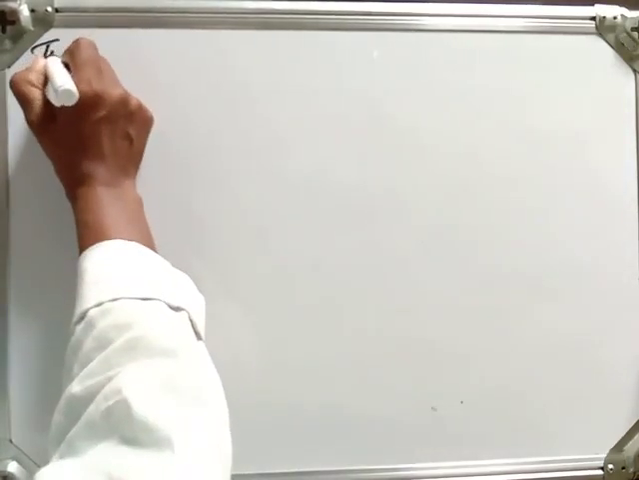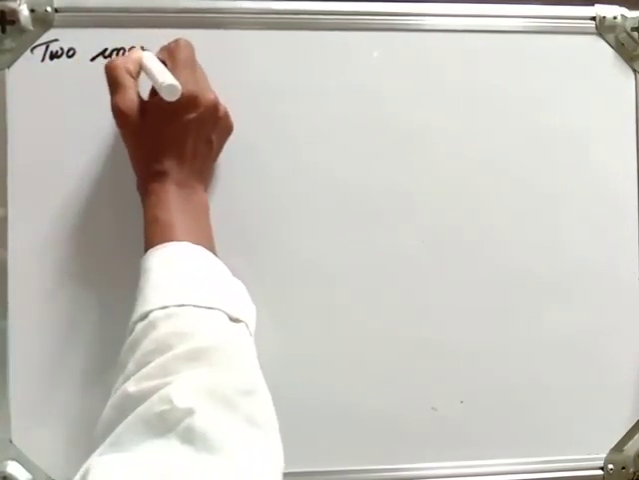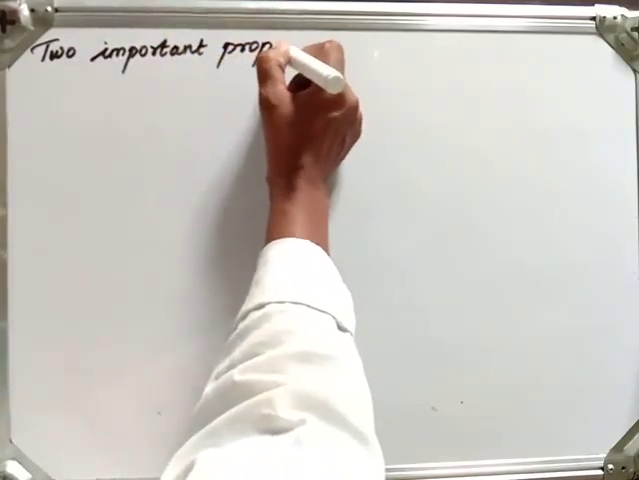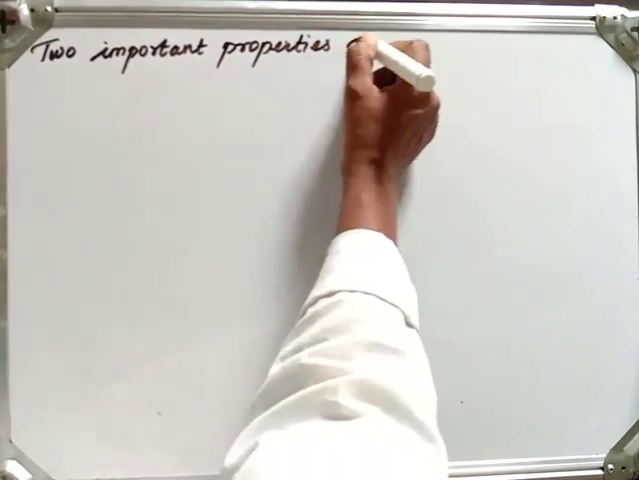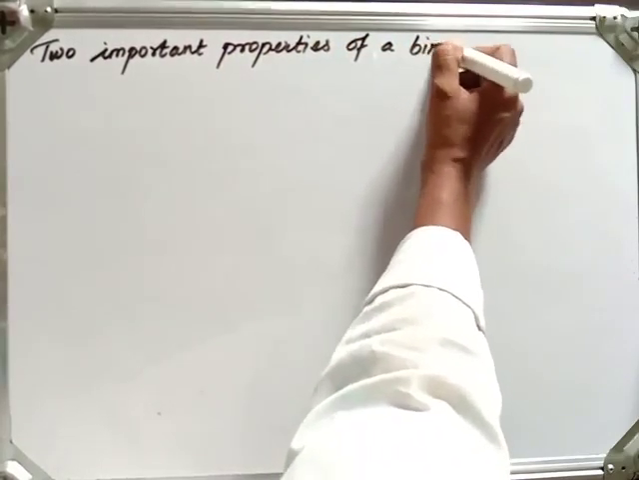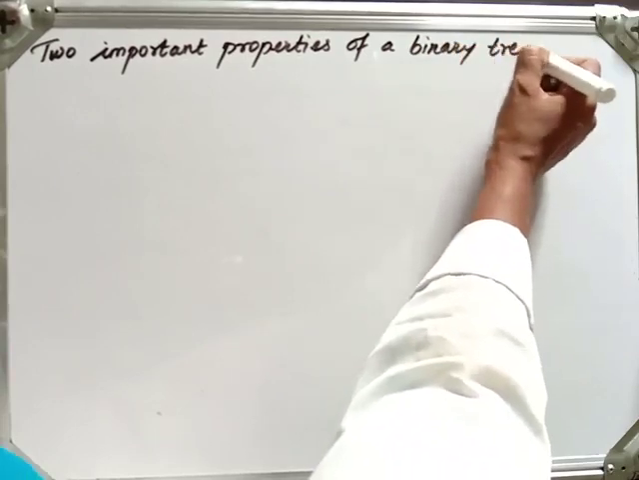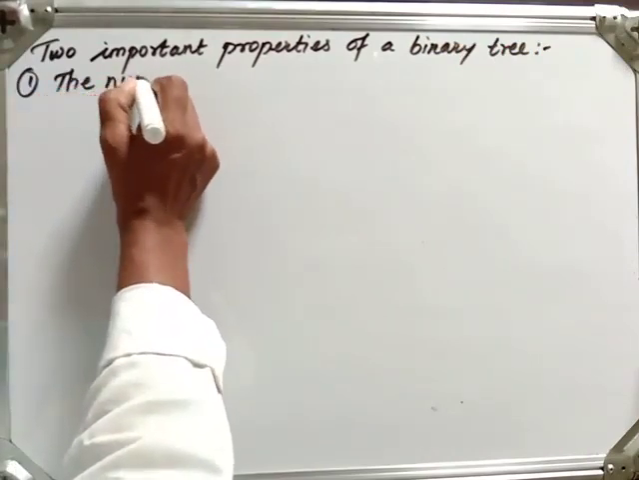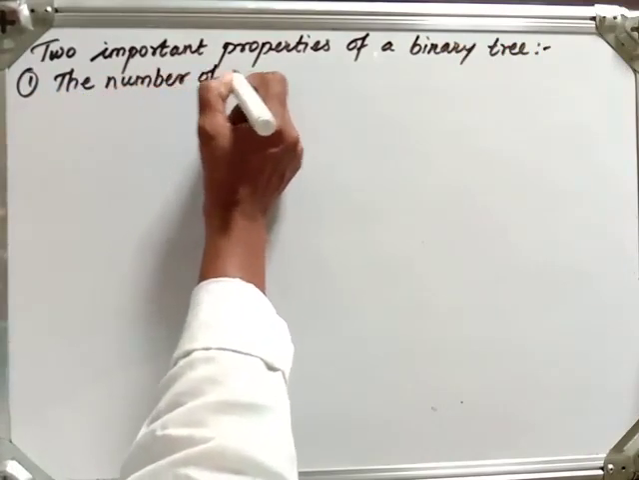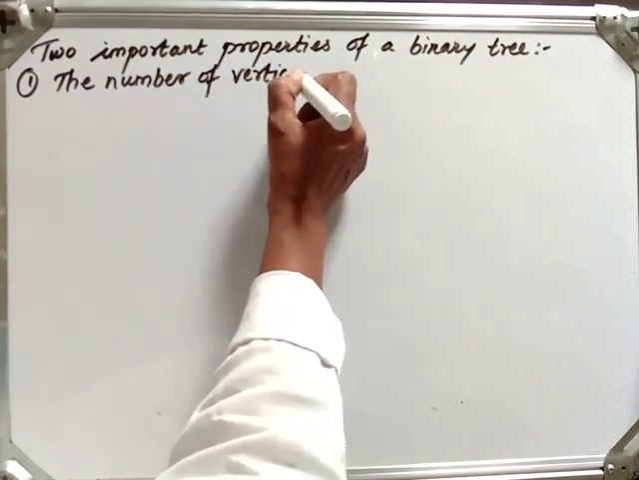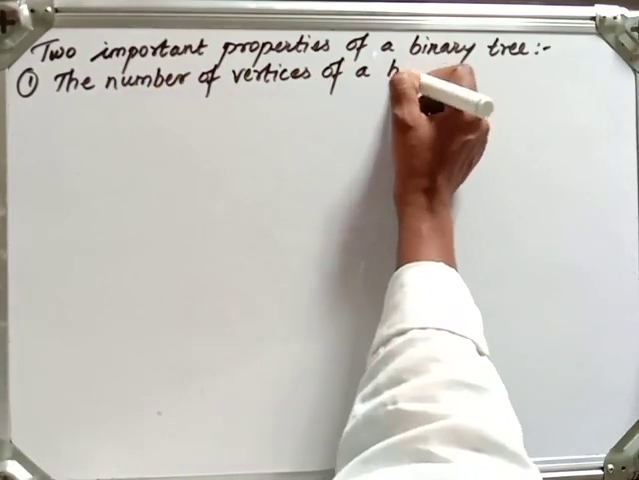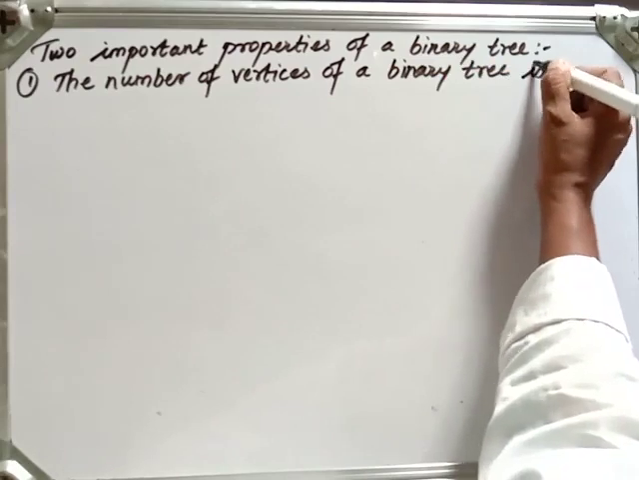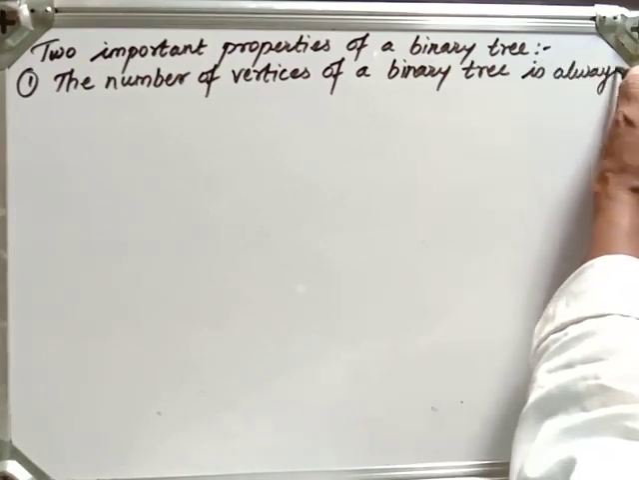Now two important properties of a binary tree. Now what are the properties? So first one, the number of vertices of a binary tree is always odd.